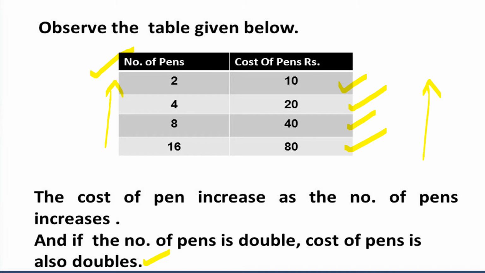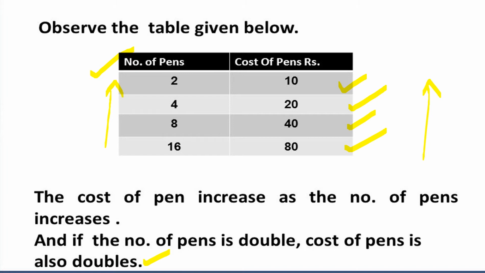Yes, okay. Here they didn't give us the cost of one pen. I think you people are clever children. By seeing the table itself, will you find the cost of one pen? Yes, of course. The cost of one pen here is 5 rupees. So it is the unitary method. Only one thing we are finding, so it is called the unitary method.